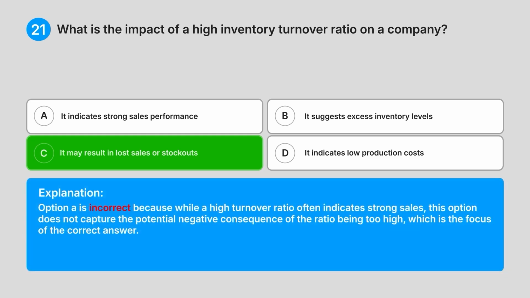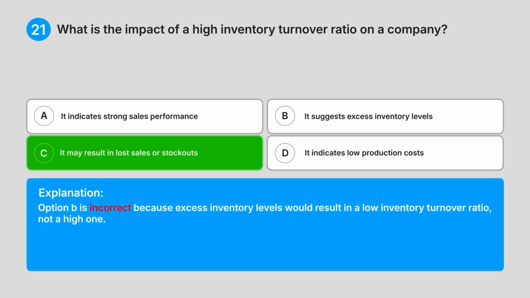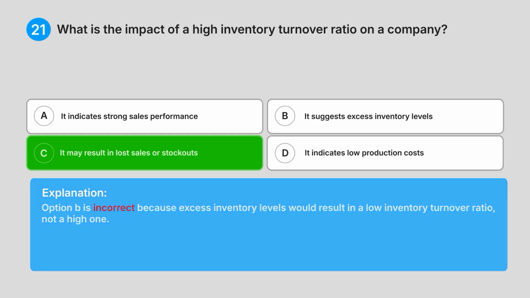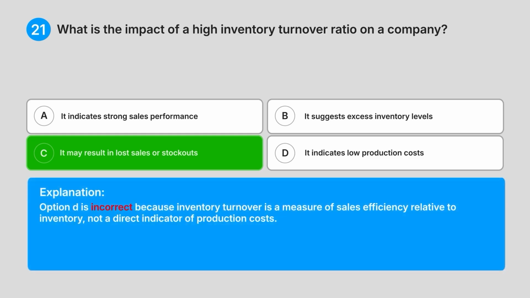Option A is incorrect because while a high turnover ratio often indicates strong sales, this option does not capture the potential negative consequence of the ratio being too high, which is the focus of the correct answer. Option B is incorrect because excess inventory levels would result in a low inventory turnover ratio, not a high one. Option D is incorrect because inventory turnover is a measure of sales efficiency relative to inventory, not a direct indicator of production costs.